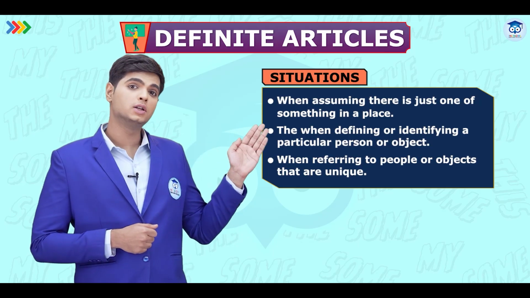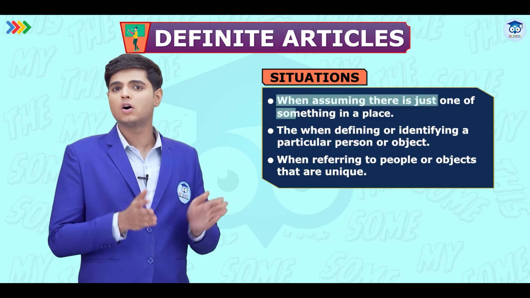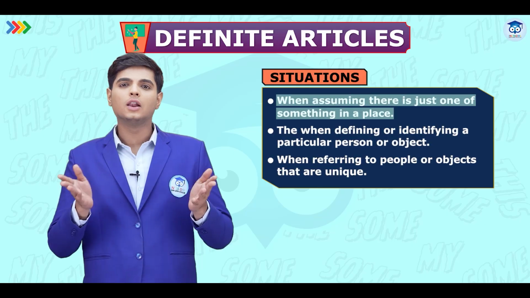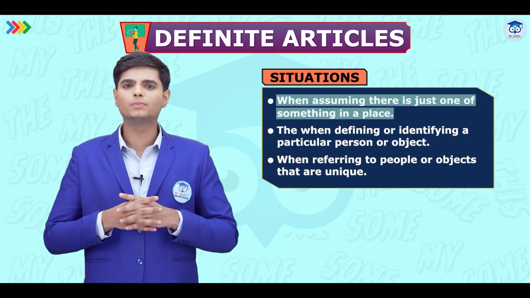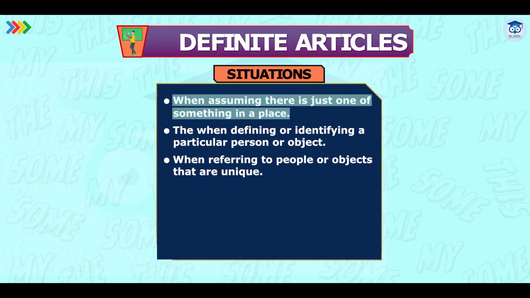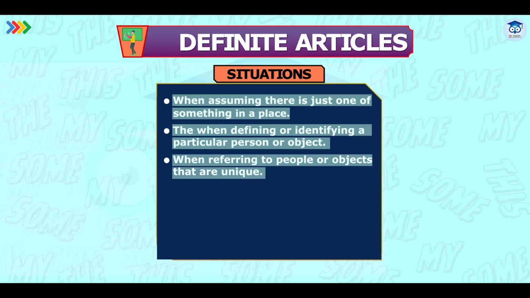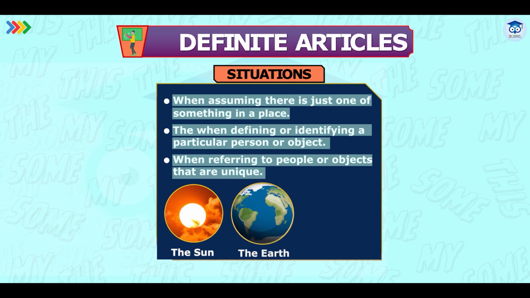We also use it when assuming there is just one of something in a place, like the principal is in the office. The speaker assumes there's only one principal. Next, we use the when defining or identifying a particular person or object, such as the girl with red hair is my cousin. And lastly, it is used when referring to people or objects that are unique, such as the sun, the earth, or the Taj Mahal.